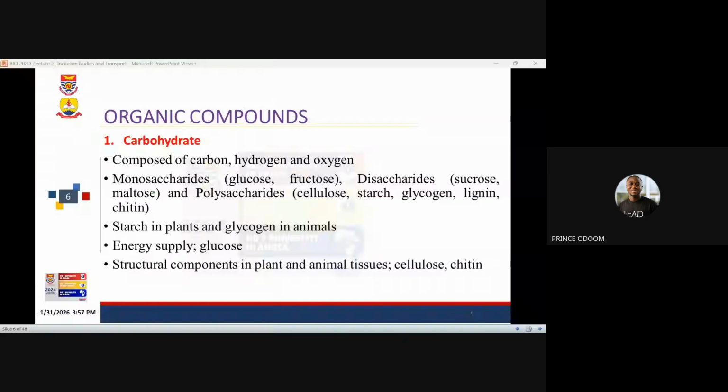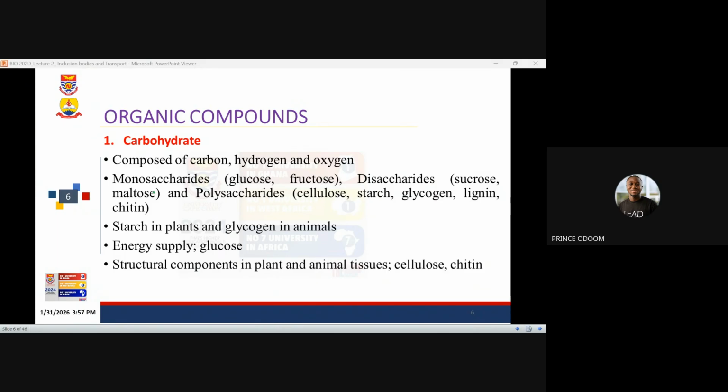And carbohydrates are mainly divided into groups. We have the monosaccharides, the disaccharides, and then the polysaccharides. When we talk of monosaccharides, it means they are composed of what? A single unit. Mono means what? One. Di means two. Poly means what? More. Are we getting it?